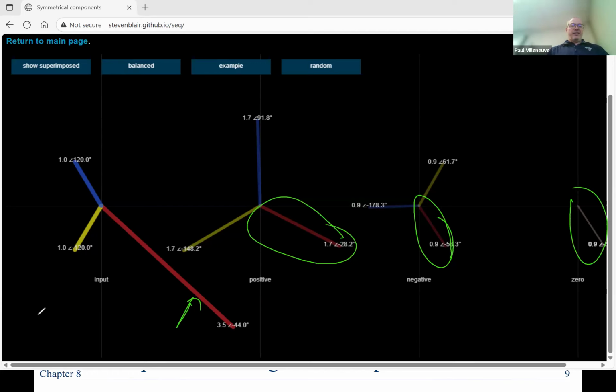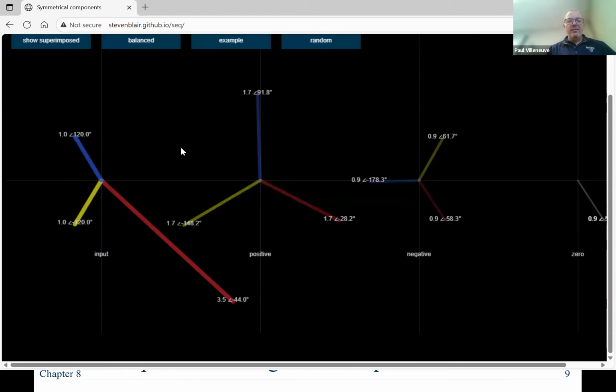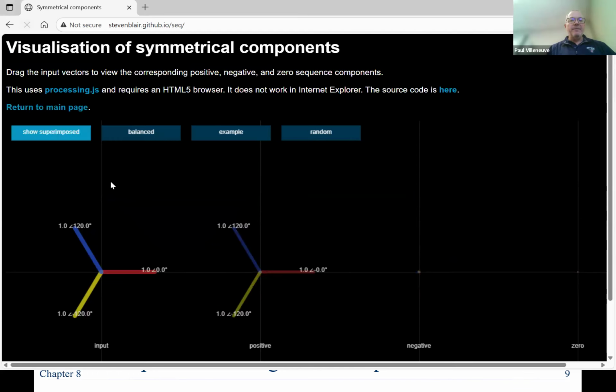Let's clear that. Close this out. And I'm actually going to show the superimpose. And you're going to look closely, if I hit the right button. Why isn't it showing superimpose? Whoops, it seems like it locked up. Hold on.